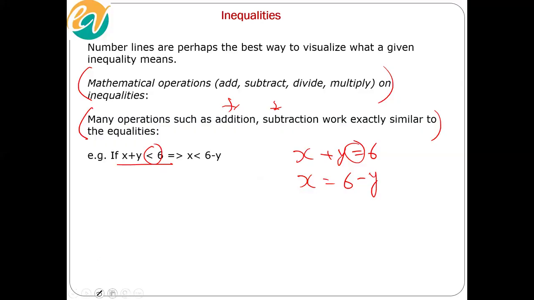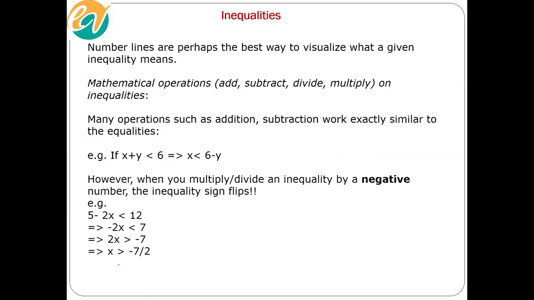All right. Now this is the most fundamental difference, and something you need to be very, very aware of, that when you multiply or divide an inequality by a negative number, the inequality sign flips. Now, why does it flip? It's not difficult to understand.